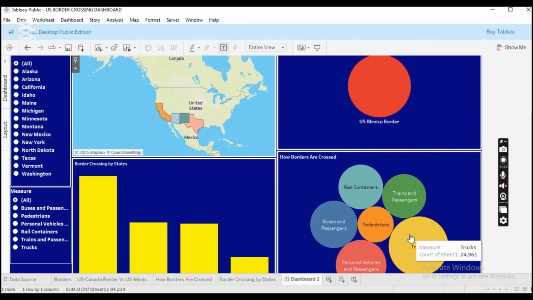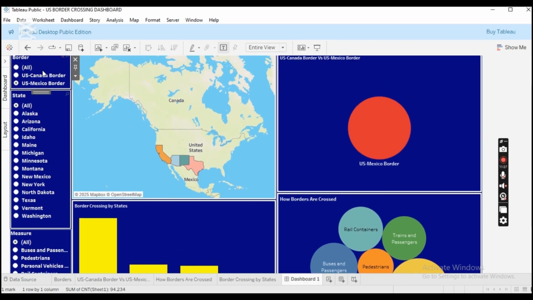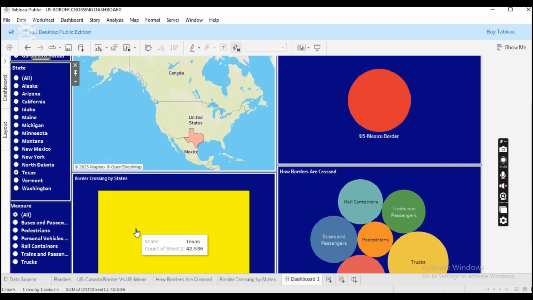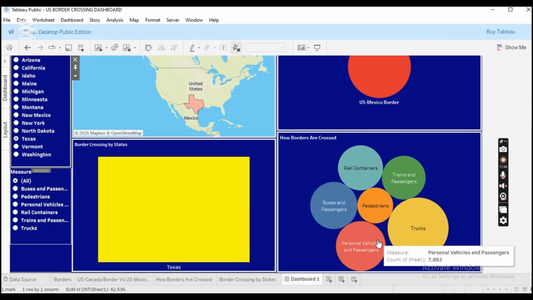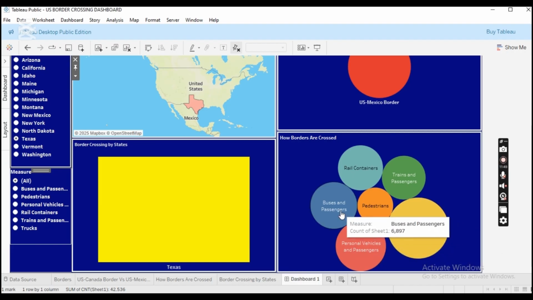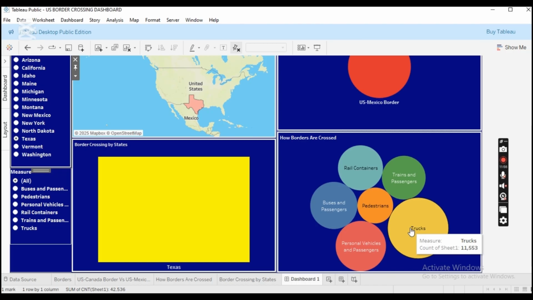Okay, so that's a few things that we want to share here. To drive home the point, let's go to the state and click on Texas so that we can understand very well. See where Texas is, right? Just close to Mexico and the US. And when you look at it very critically, you find out that more trucks are moving in compared to personal vehicles, buses, trains, rails, and pedestrians. So trucks are telling us that it's more of business movement that we're having.